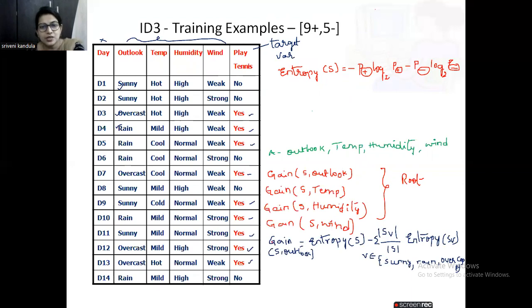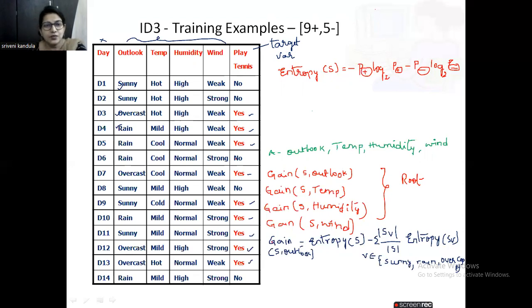If you see, the values in this column are either yes or no. Only two values you have. So it is only a dichotomizer; it is doing binary classification. And the process we will be doing repeatedly. What is the process that we will be repeating? You can see shortly. Here this play tennis is the target variable or the target value.